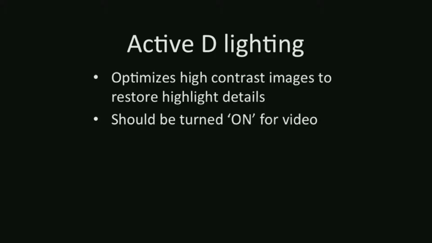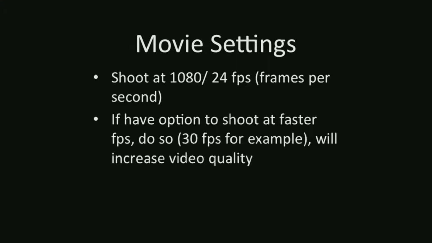Active D-lighting is used to optimize high contrast images to restore highlight details. This should be turned on for video. As noted in the demonstration, movie settings, you should shoot at the highest frame rate possible. Most cameras like the D3100 would be 1080, 24 frames per second, but if you have the option to do so, for better quality, you should increase the frames per second. For instance, 30 frames per second is the max on the D3200.